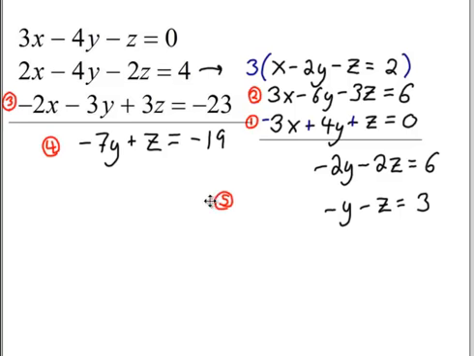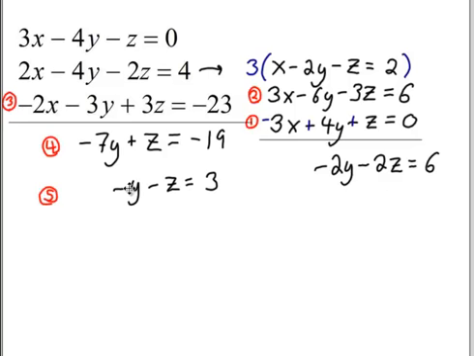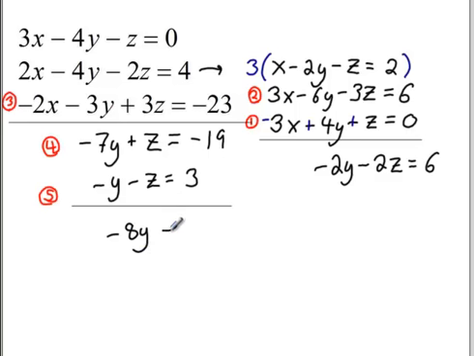So if I bring this over to my fourth equation, and I combine these two equations, I can eliminate another variable. So let's add these equations. Negative 7y minus y gives me negative 8y. The z's cancel out. Negative 19 plus 3 gives me negative 16. Therefore I can solve, and I get y is equal to 2. So I just solved for my first unknown. Y is equal to 2.